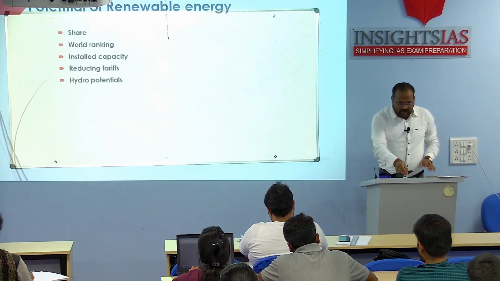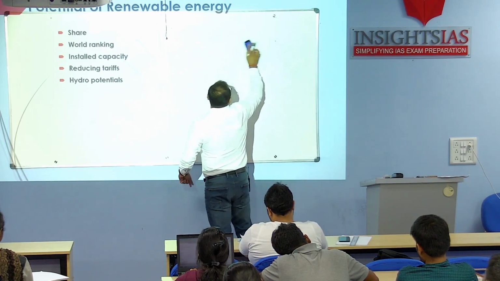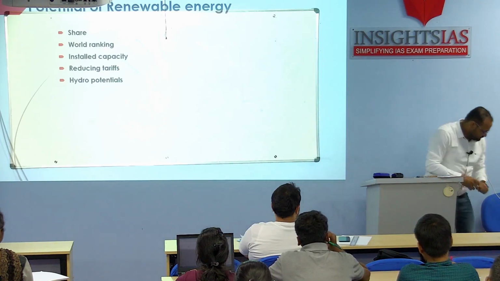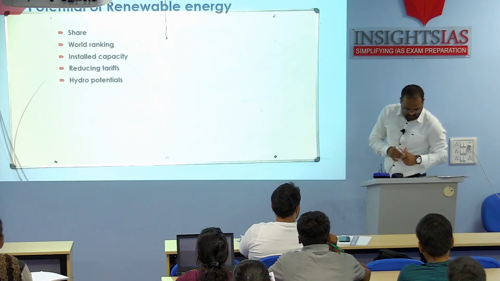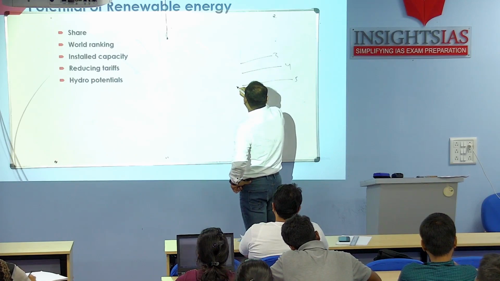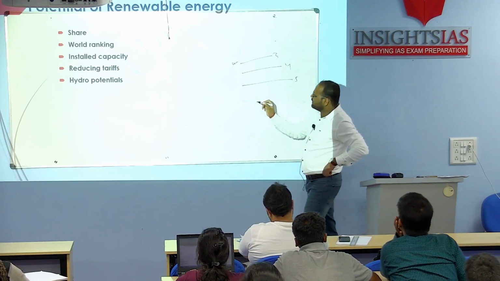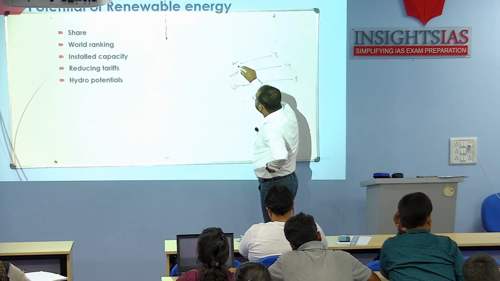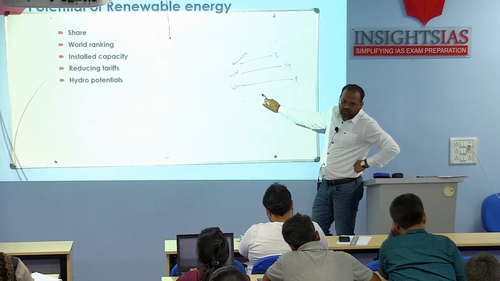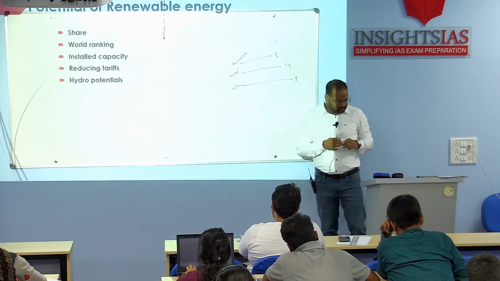Second is world ranking. With world ranking, we need to know 5th, 4th, 3rd. One is with respect to solar, one is with respect to wind, and one is with respect to overall renewable energy. So in world ranking, India stands at 5th rank with respect to solar energy, at 4th with respect to wind, and at 3rd rank with respect to overall renewable energy.